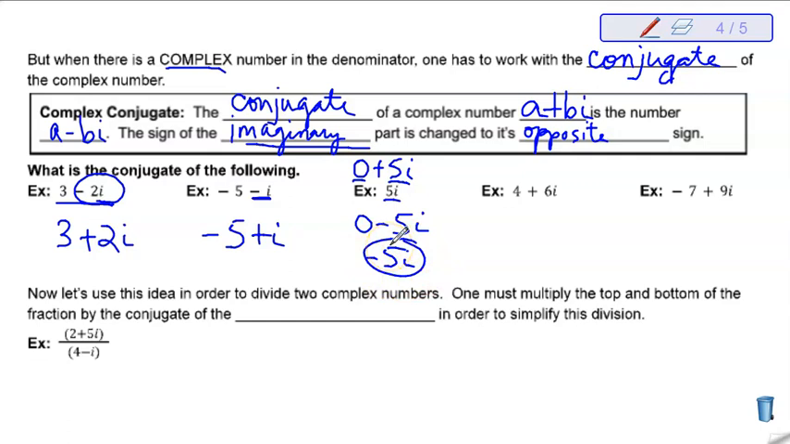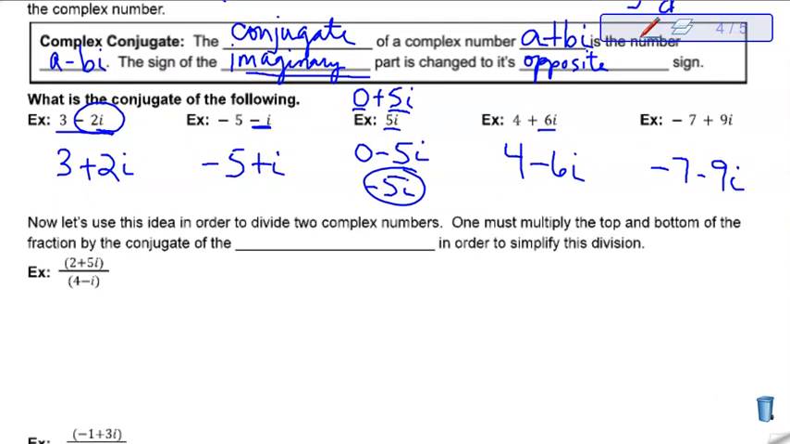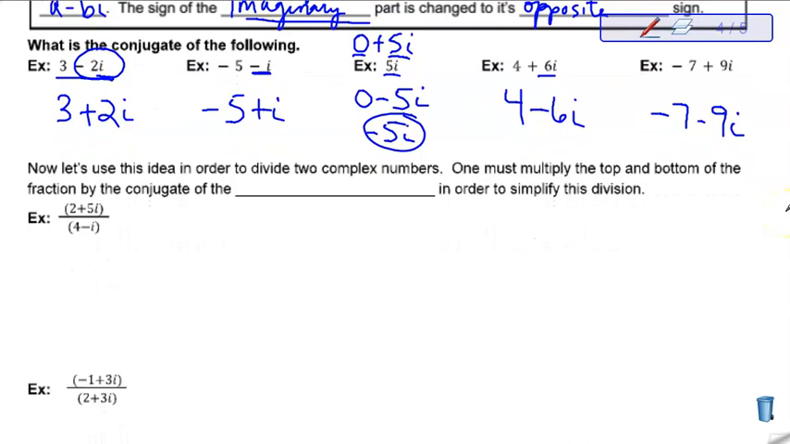Then we move into 4 plus 6i. So take the opposite of the imaginary part: 4 minus 6i. And negative 7 minus 9i would be the conjugate of this one. Okay? Now, why do we need to know that? Well, when I'm dividing complex fractions, like in this example, we are going to multiply the top and the bottom of the fraction by the conjugate of the denominator. So the problem is that I have those i's in the bottom. I can't create a complex number without getting that out of there.